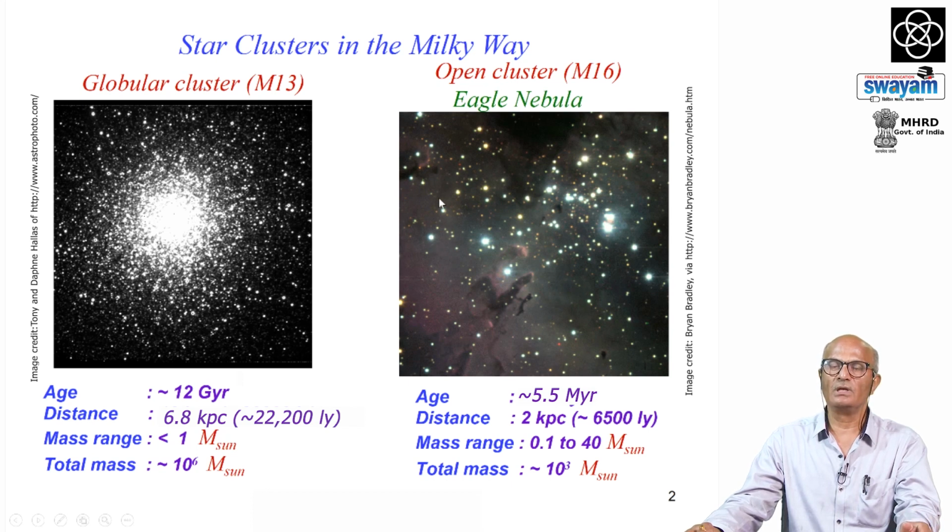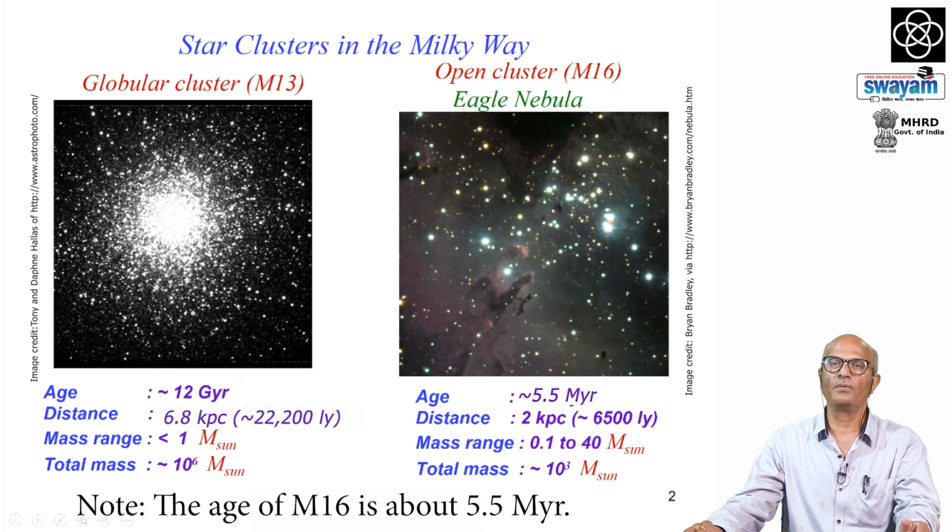On the other side, if you see this picture, this is what we call an open cluster, also called a galactic cluster. In fact, its catalog number is Messier 16. It is also popularly known as the Eagle Nebula. In this cluster, contrary to globular clusters, all stars are well resolved, and it is quite young, because its age is roughly about 10 mega year.